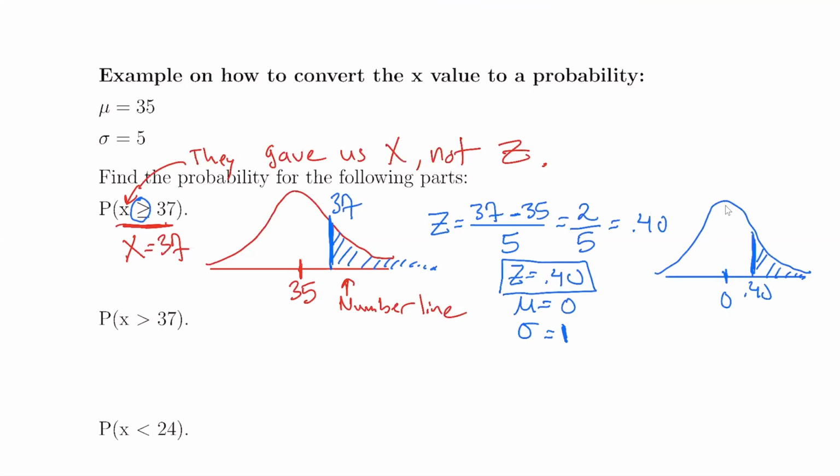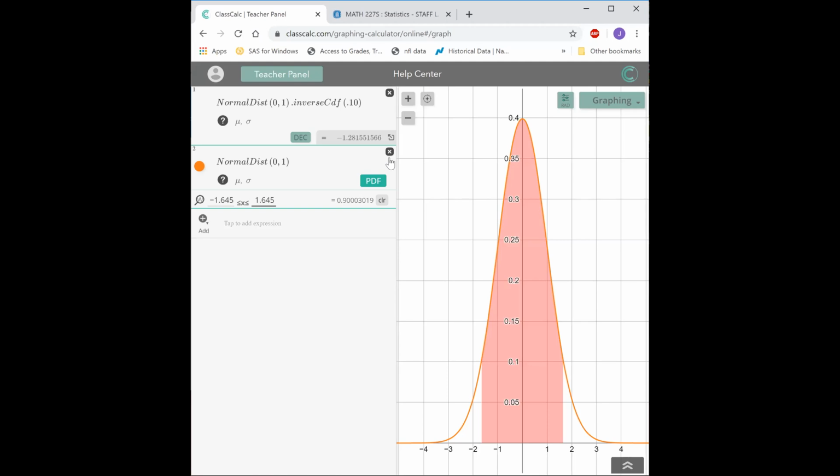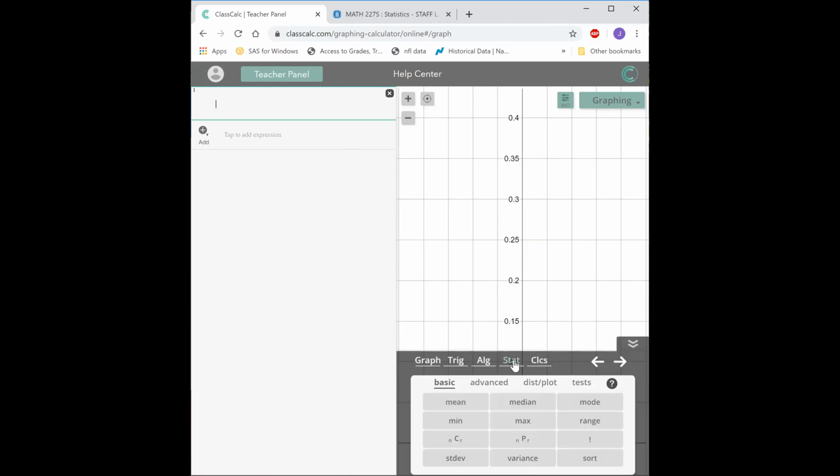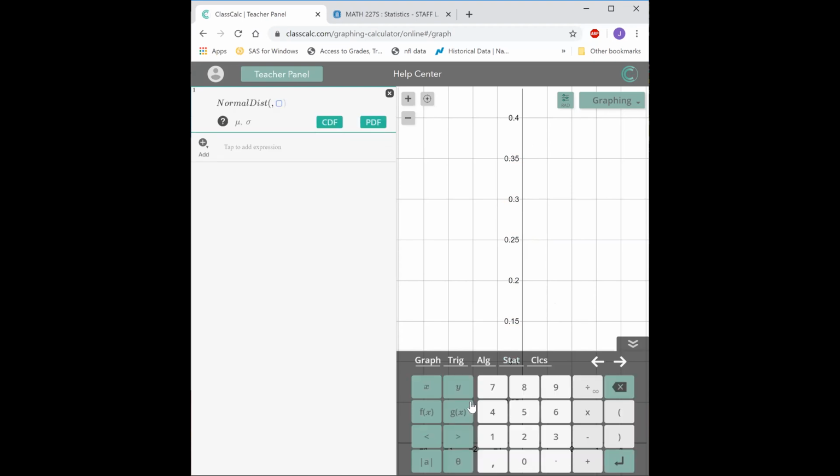To find the probability of that blue area, we're going to use ClassCalc. Let me first get ClassCalc. Let me erase this. So we're going to go where it says stats. We're going to go distribution. We're going to go normal distribution. The mean is 0. Standard deviation is 1. In this case, since I want to find the probability, we're going to use CDF. So I'm going to press CDF.